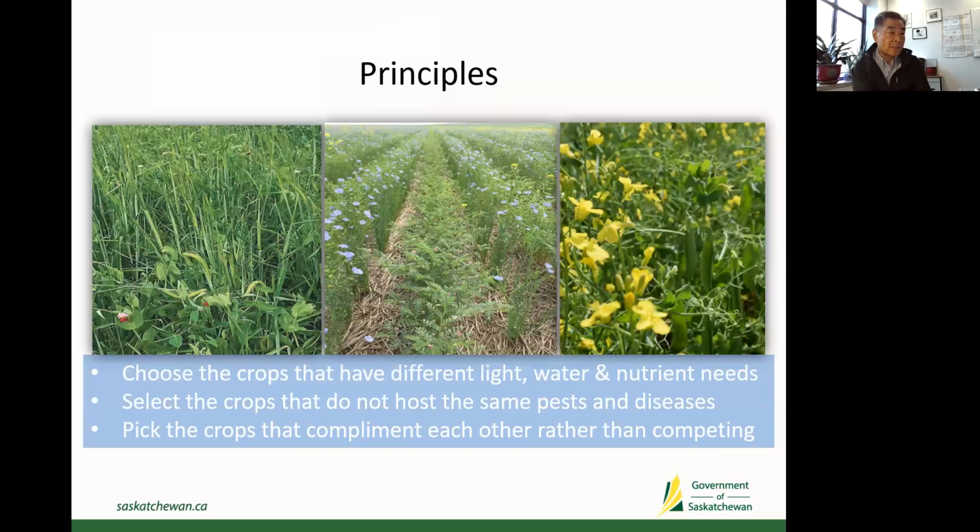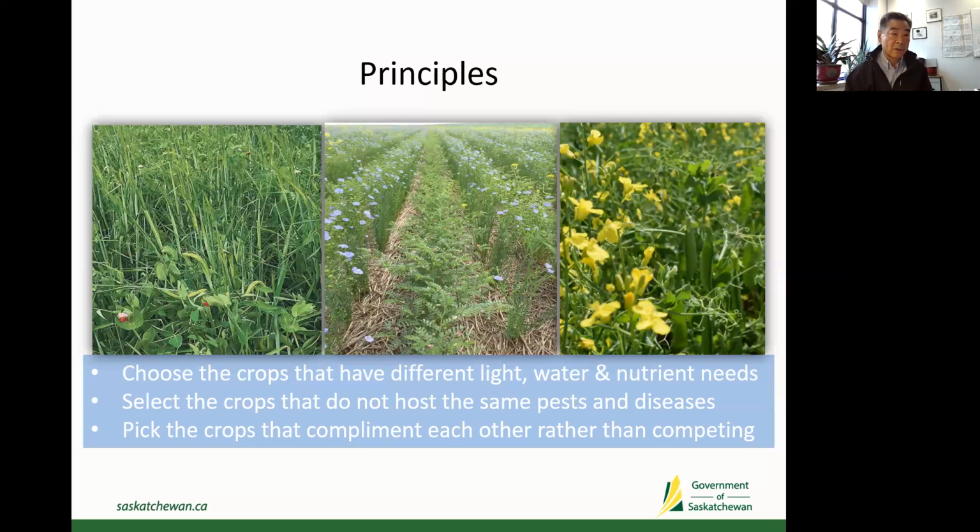In general, the principles to select crops for intercropping include: choose crops that have different light, water, and nutrient needs. Some are shade tolerant, or others grow taller, and they use moisture from deep horizons. They have different root structures, like moisture and nutrients, they could take those supplies from different layers. And select crops that do not host the same pests and diseases.